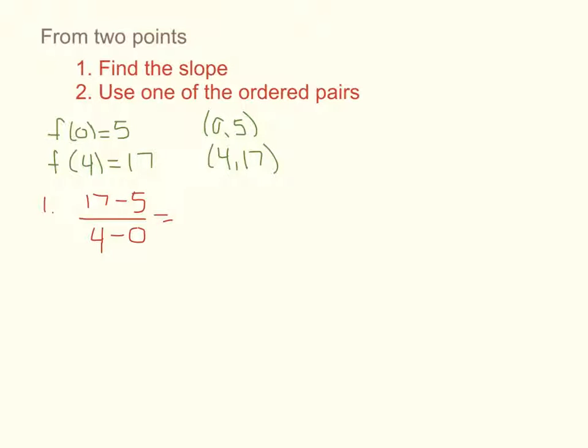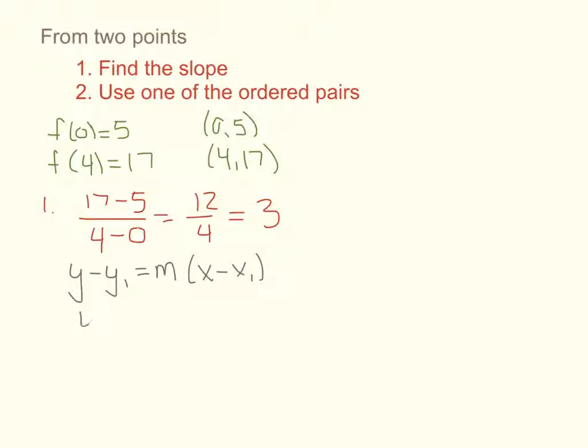So I'm going to get 12 over 4, which is 3. So then you can go ahead and plug in. I'm going to do this in 2 ways. I'm going to plug into y minus y1 equals m times x minus x1, and then I'm going to go ahead and distribute and solve for y. I'm going to pick the first ordered pair just because it looks easiest.